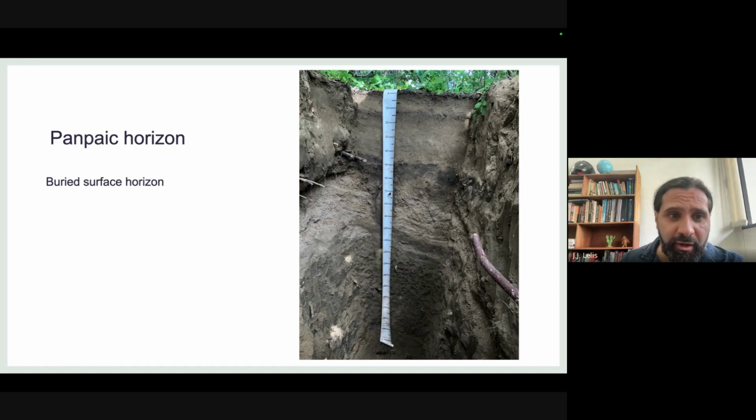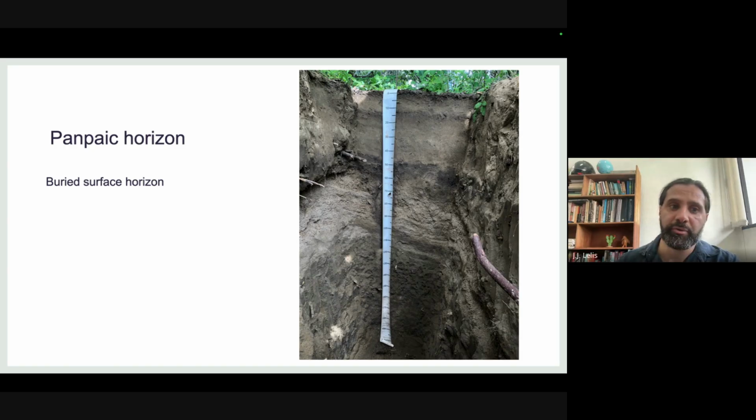The Pompeiic horizon. The Pompeiic horizon has a very interesting connection with geomorphology. Pompeiic horizons express buried surface horizons. So we have past Molic or Umbric horizons, and these horizons were buried in the past because of some mass movements, because of some addition of fluvial deposits, or even because of humans, but they were buried.